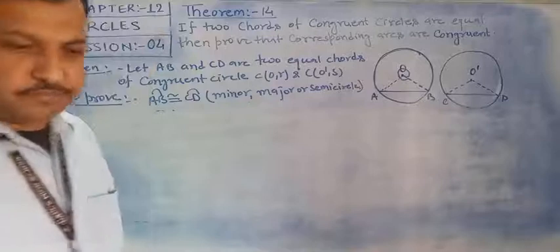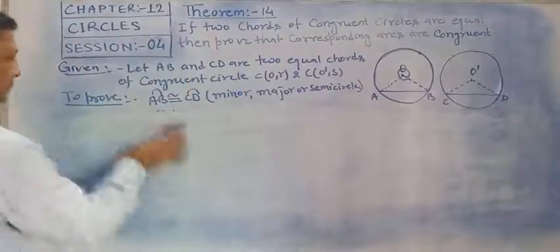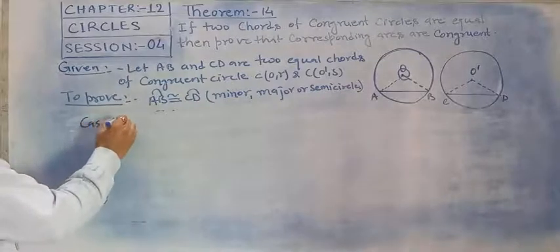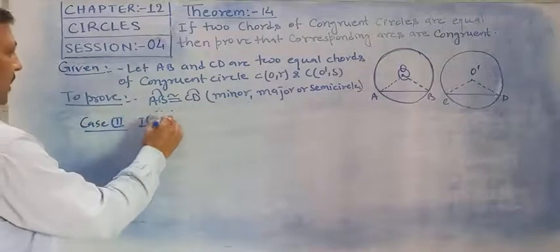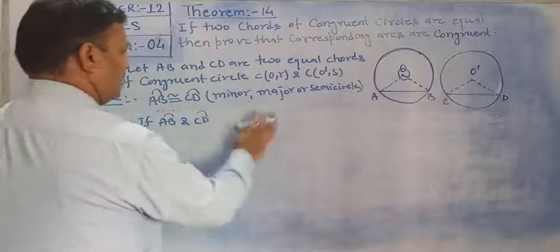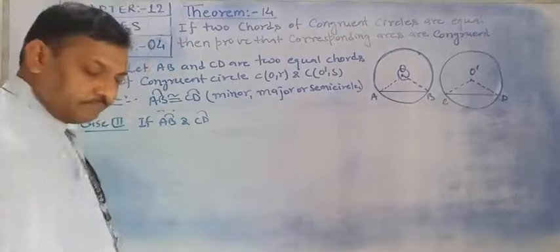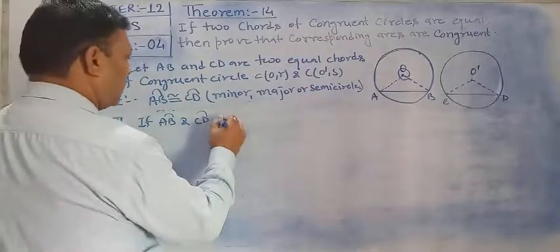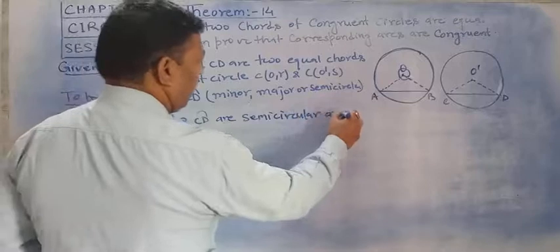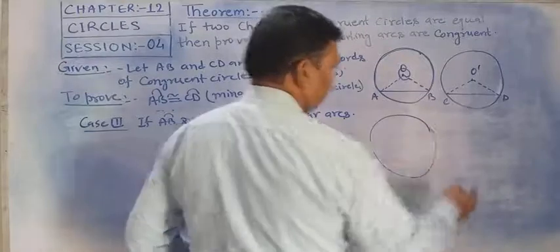So case third, if it is a semicircular arc, if AB and CD are semicircular arcs. So here we can see that this is the semicircular arc of the two congruent circles.